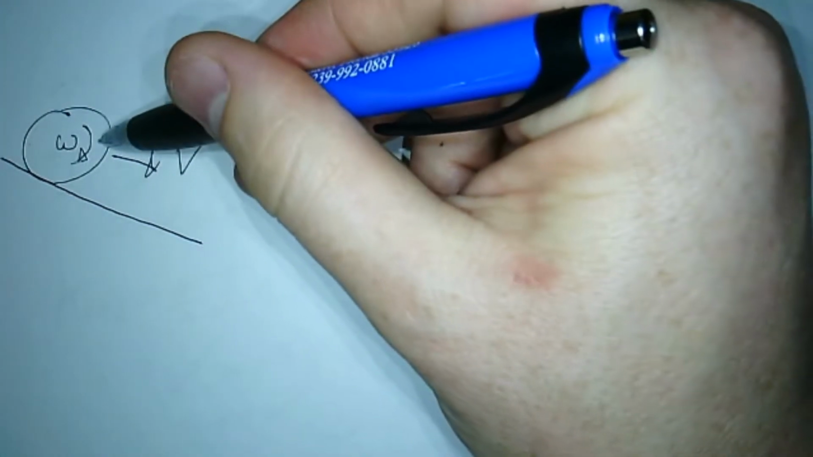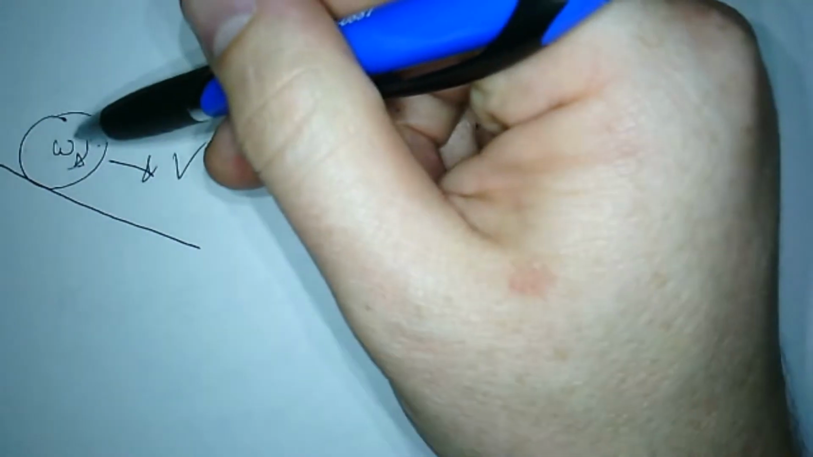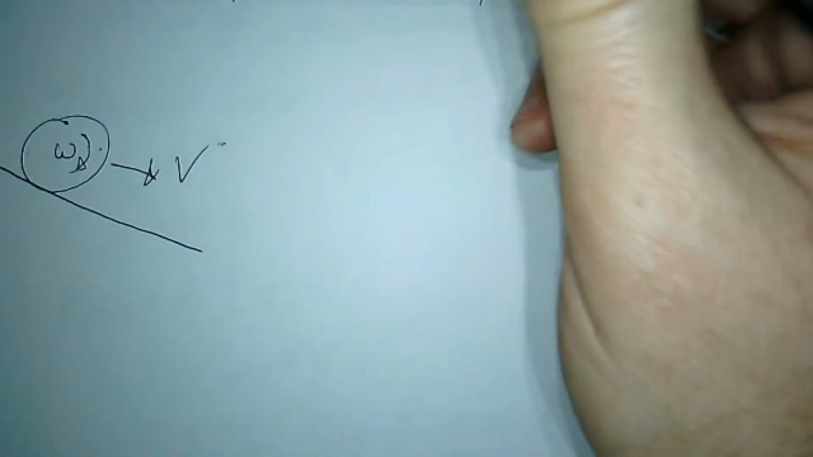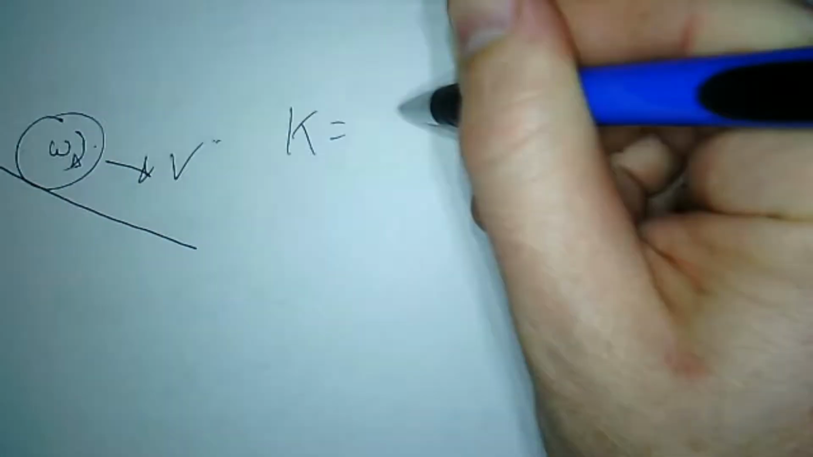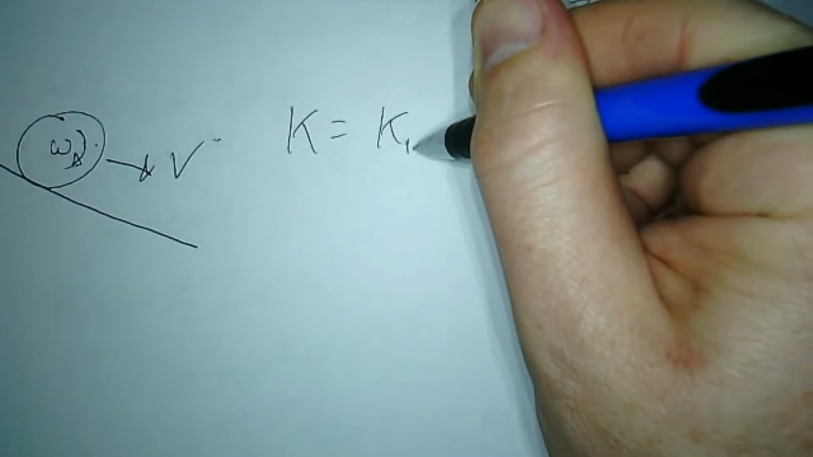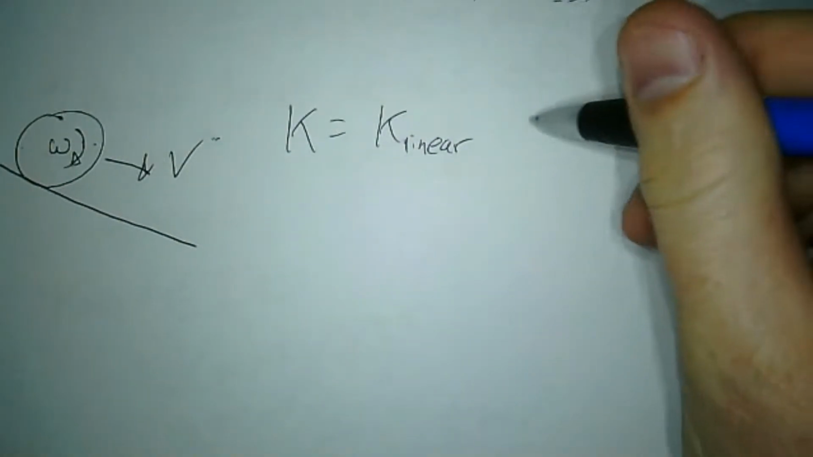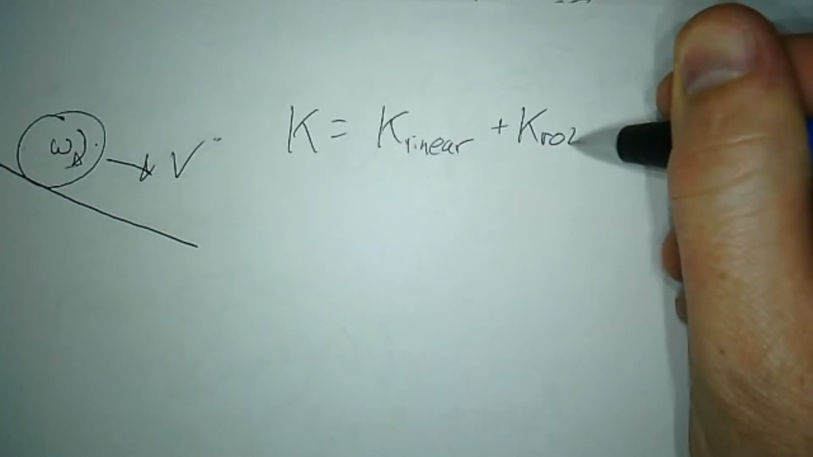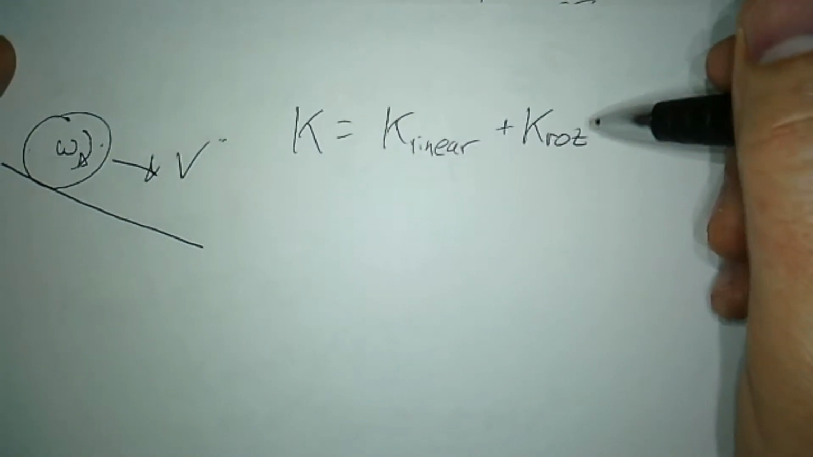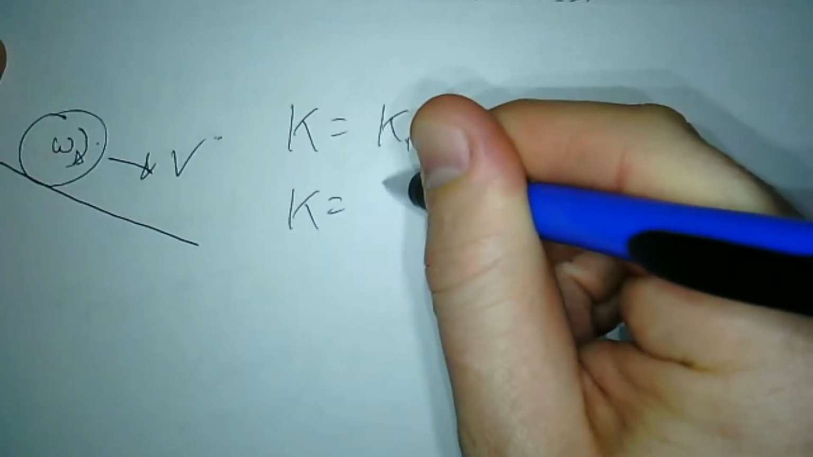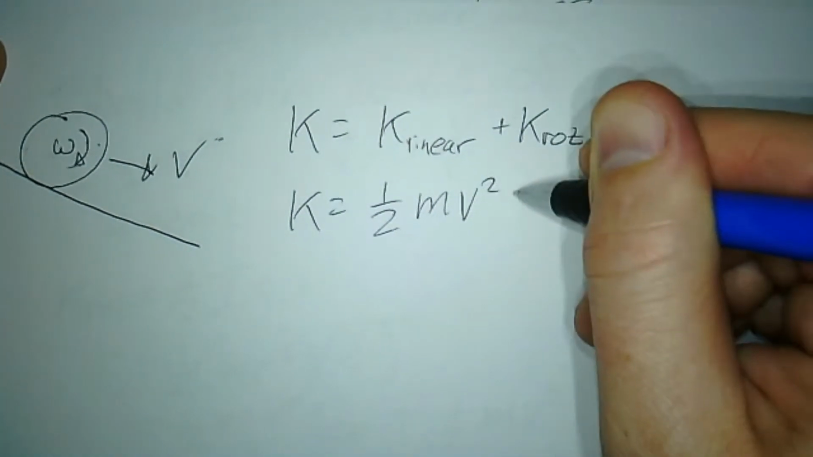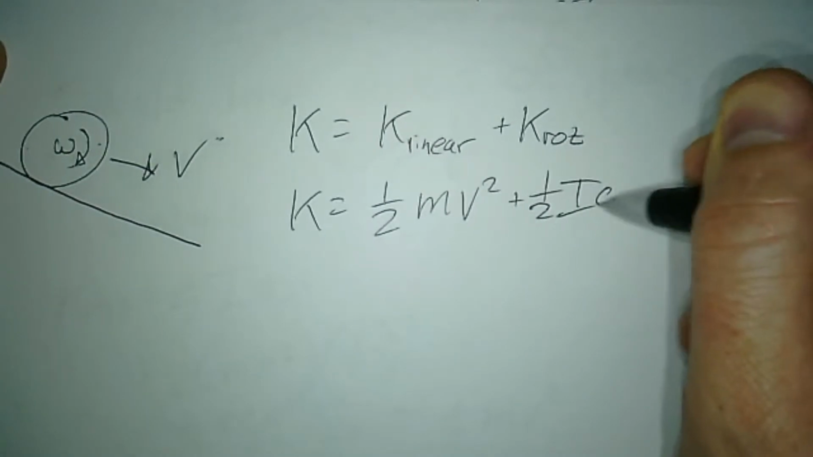And so it's going to be translating and rotating, right? So it's got a translational kinetic energy, or linear kinetic energy. It's got a rotational kinetic energy because its center of mass is moving. So we have to include both. So my kinetic energy is going to be my linear kinetic energy plus my rotational kinetic energy, right? So this will look like 1/2 mv squared plus 1/2 I omega squared.